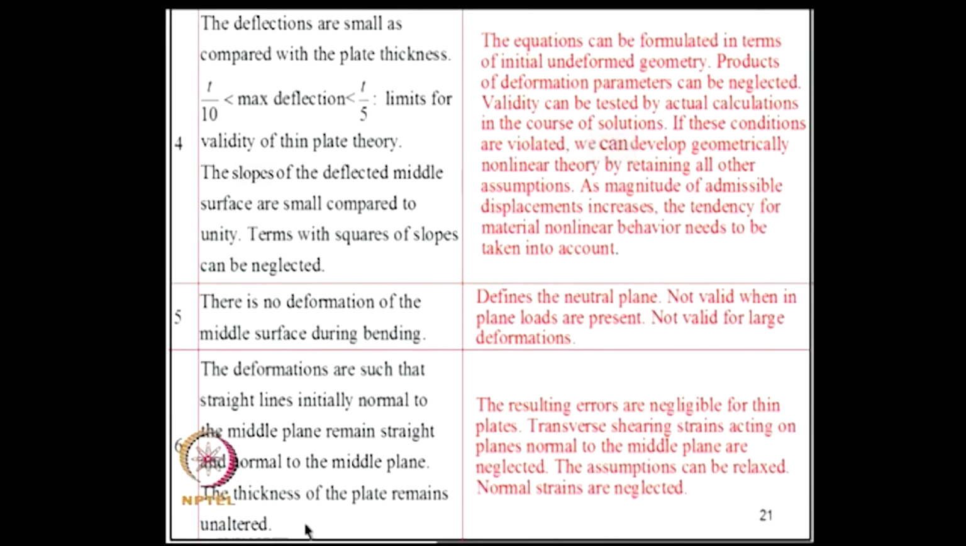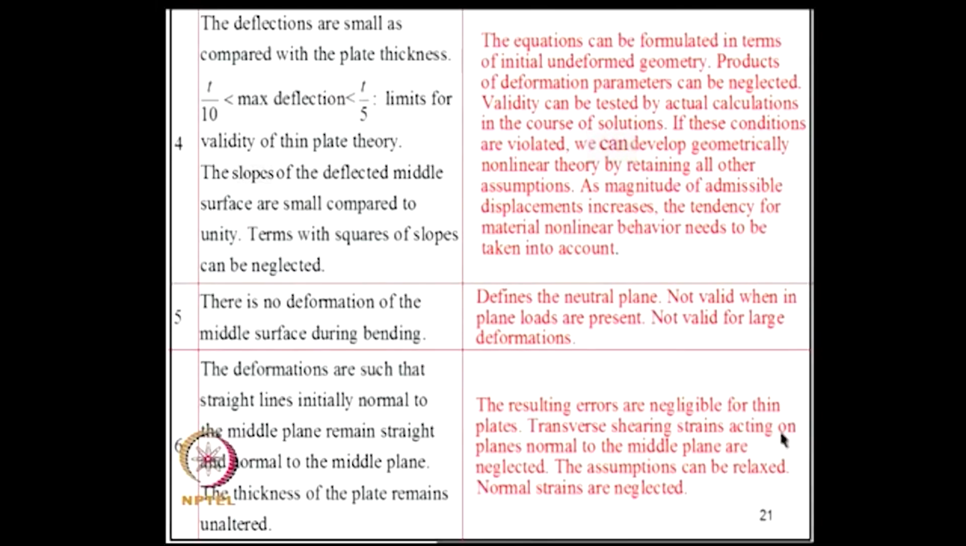The thickness of the plate remains unaltered. Now, this is not going to be satisfied in a scientific sense. For example, lines which are initially normal to the middle plane will not remain normal to the middle plane after deformation. They may not remain straight, and thickness need not remain unaltered. But the point is the resulting errors in the kind of situation that we are considering are negligible for thin plates. That is the range of applicability of the theory that we are developing.